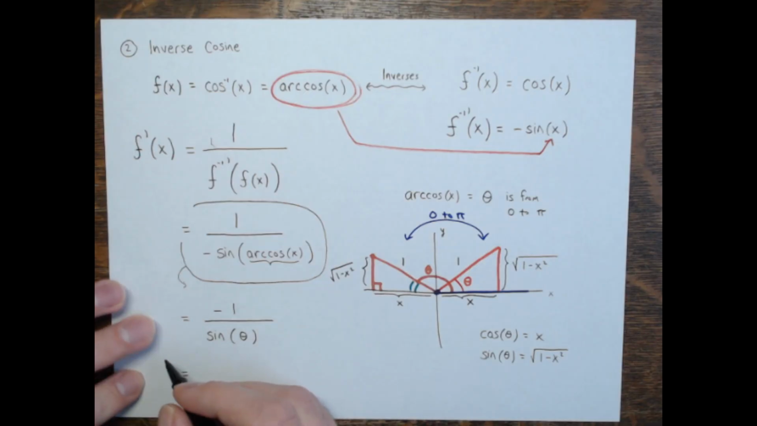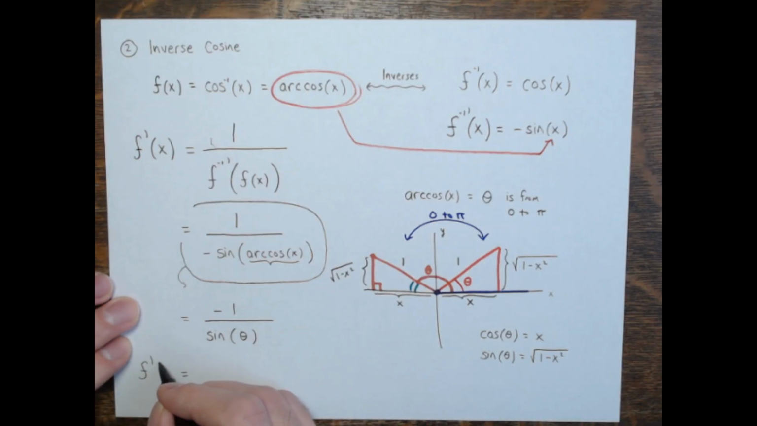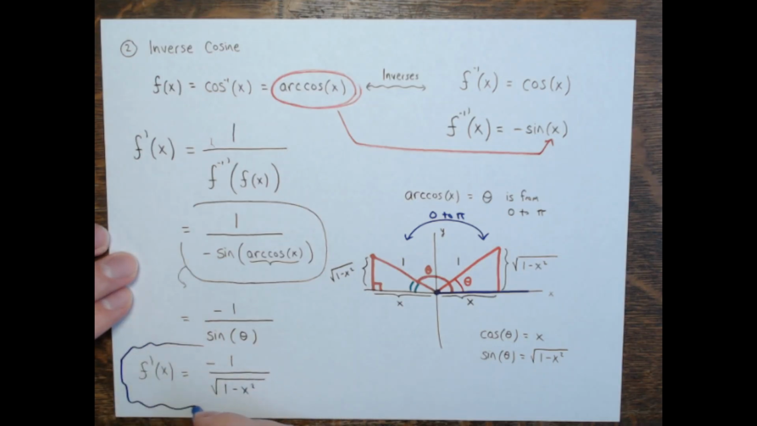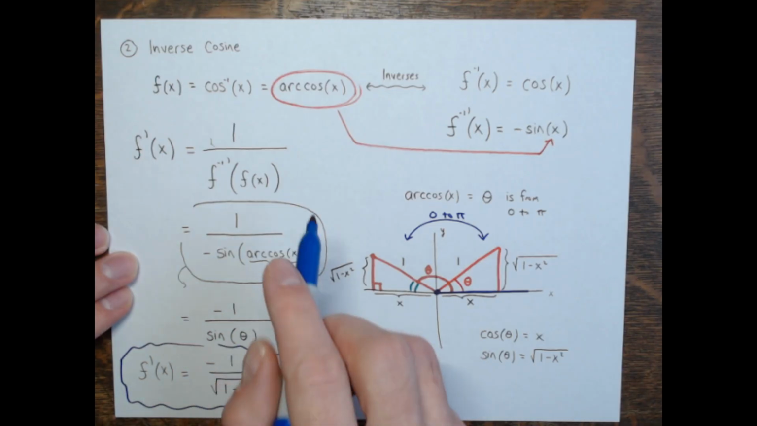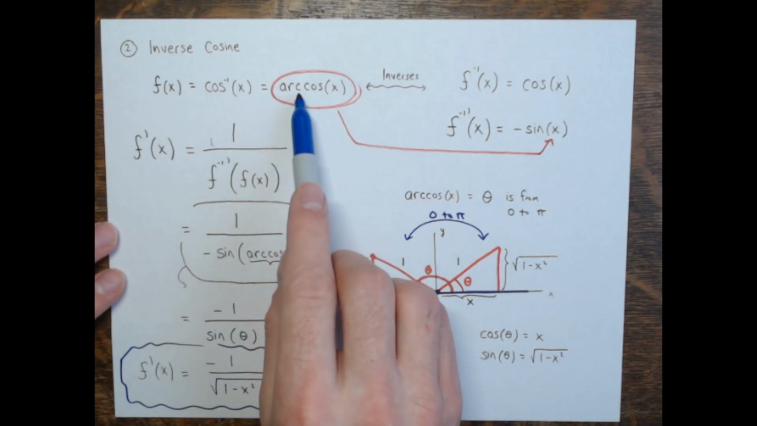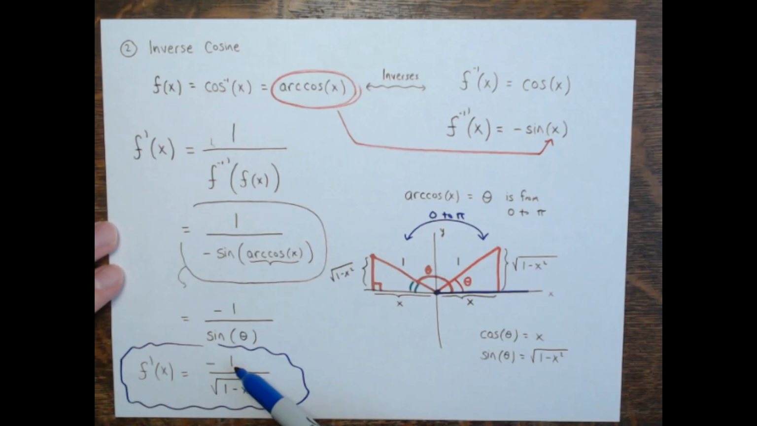So I end up with, and I'll bubble this in, f prime is -1 over, and then the sine of theta being the square root of 1 minus x squared. So there's your derivative of the inverse cosine of something, or arc cosine of something. It's -1 over the square root of 1 minus x squared.